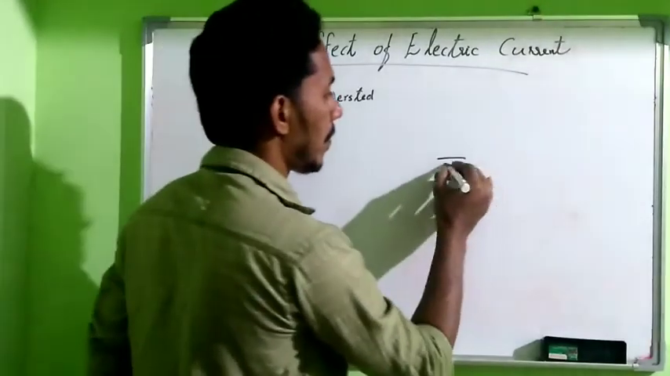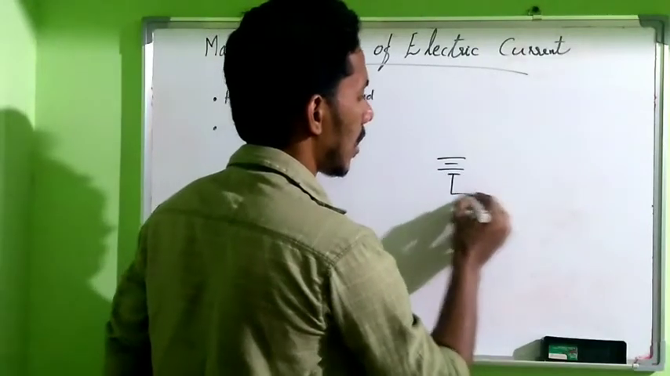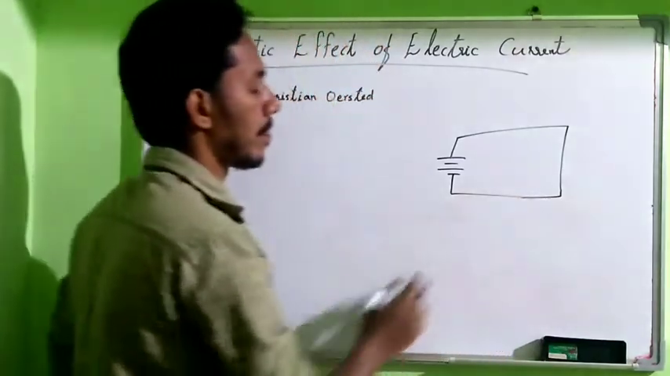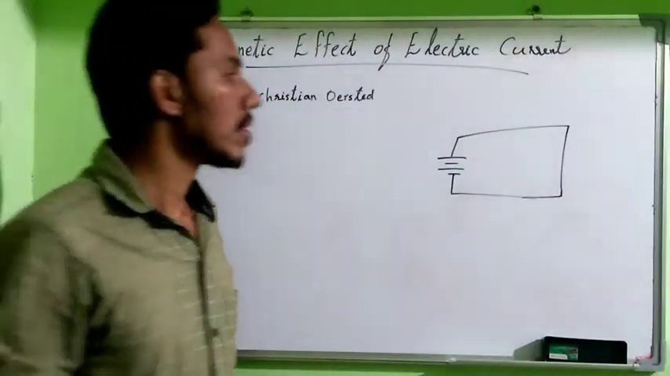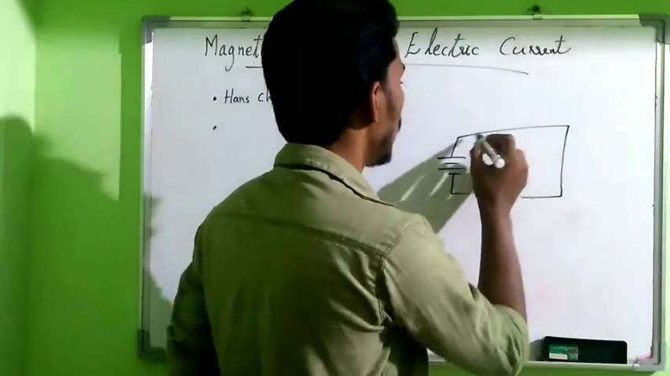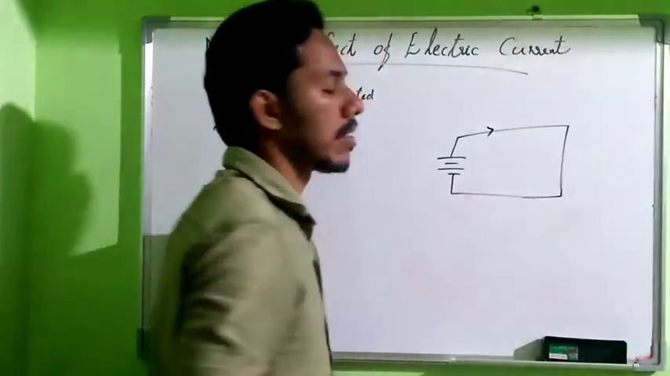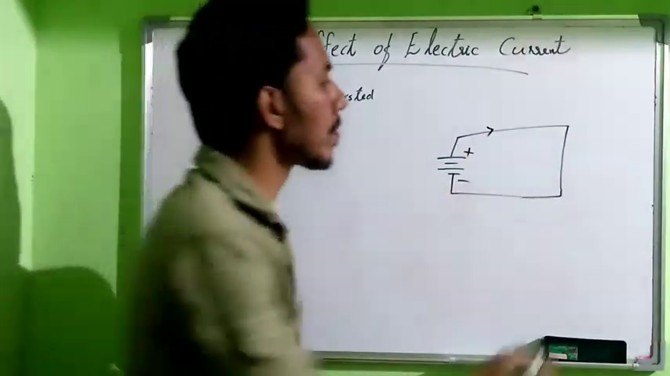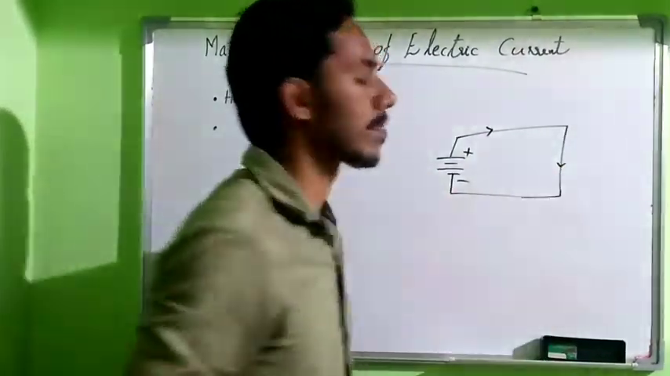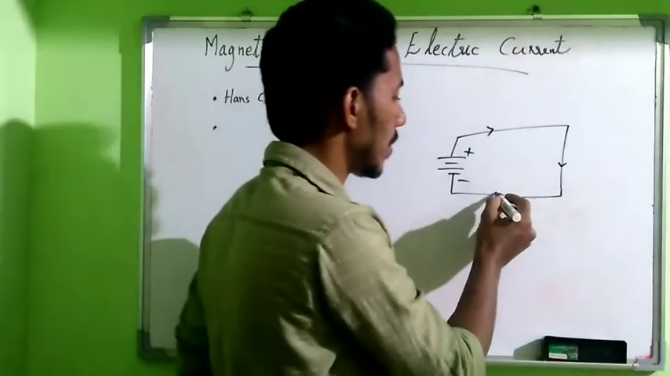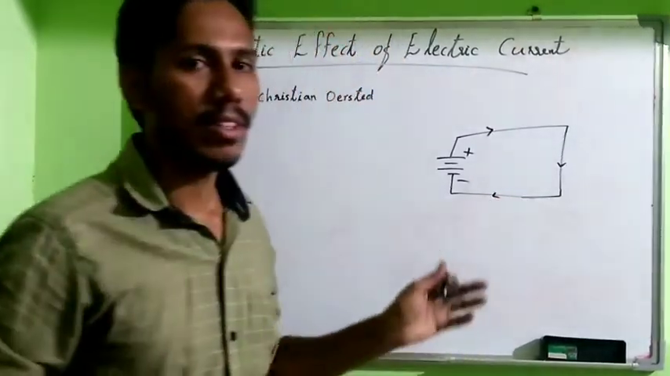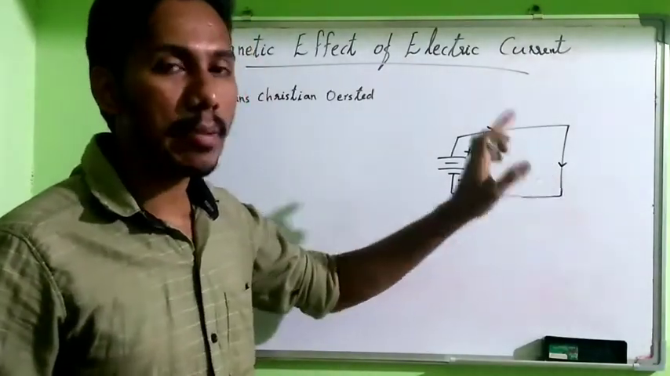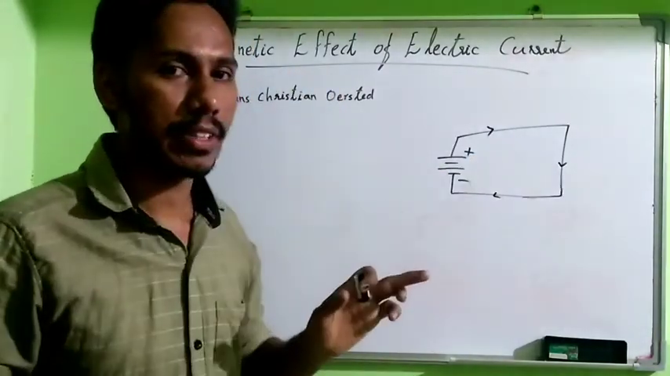I take a battery and connect this battery to a wire. Then the current is passed from the positive terminal to the negative terminal in this direction. Then this electric current can produce a magnetic effect.